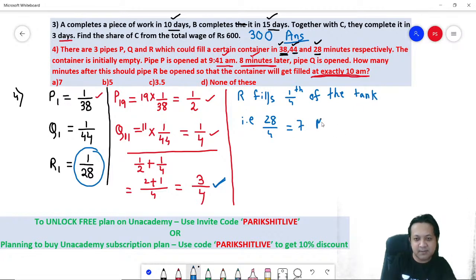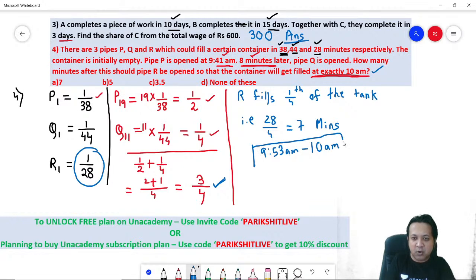7 minutes. Correct? Now remember, all the pipes were open till 10 a.m. And it means R was open from what time to what time? Remember, R was open for 7 minutes and all the pipes were open till 10 a.m. So R was open from 9:53 to 10 a.m.